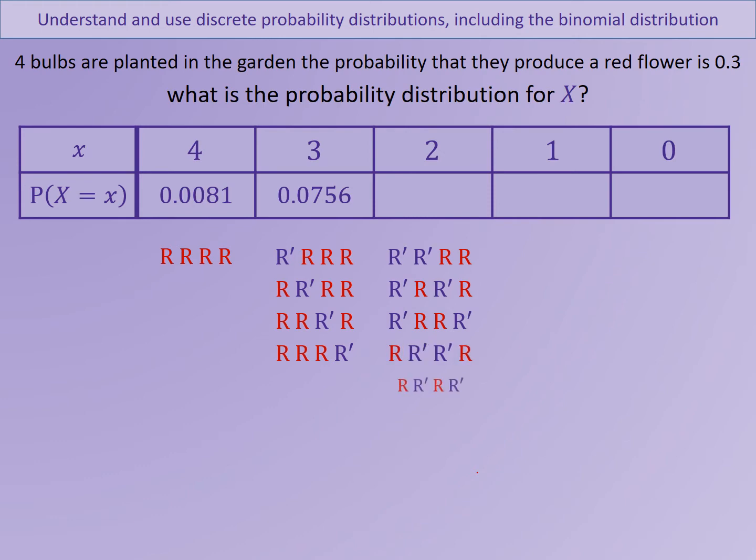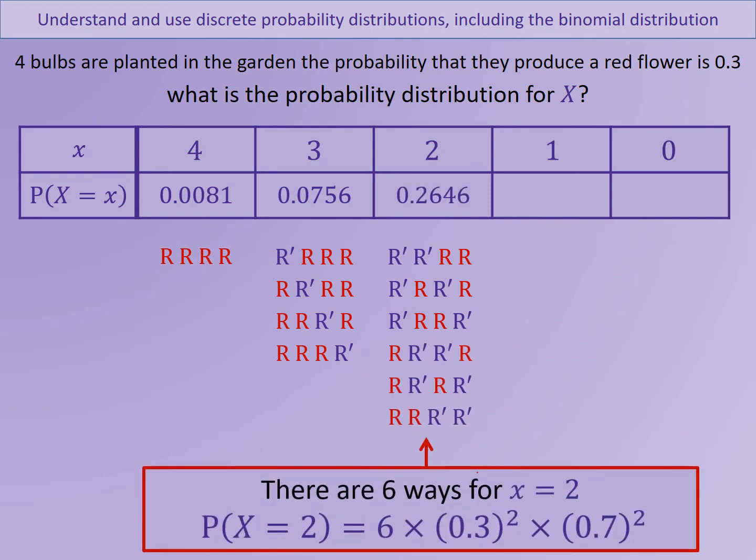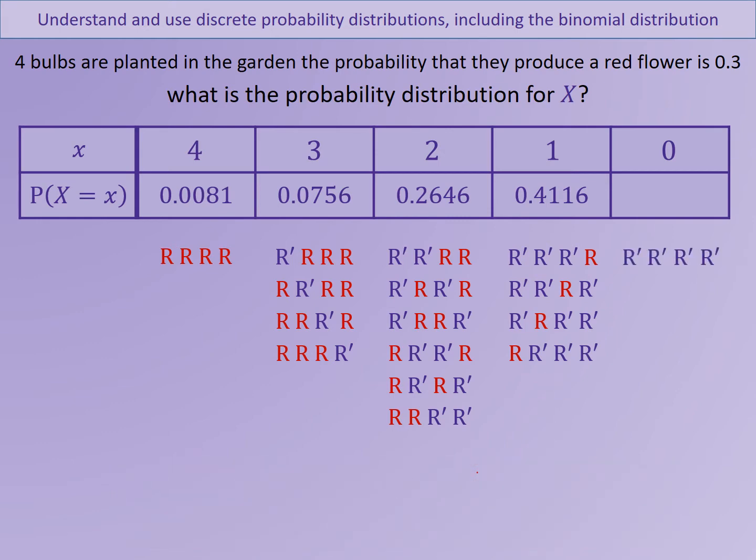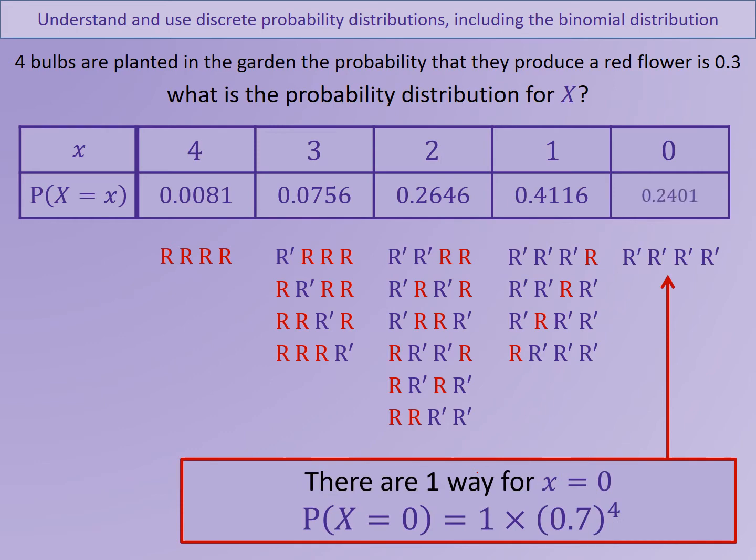We can repeat this. So looking for the probability of getting 2 red flowers, there are 6 combinations. We multiply that by 0.3 to the power 2, and then multiply that by 0.7 to the power 2. So it's the probability of the success and the probability of the failure of not getting that red flower. And what you should be noticing at this stage is this is the way that we calculate binomial probabilities. We can do the same thing again. Now, fortunately, we're going to be using our calculator very shortly to work all of these out, but this just shows you where these probabilities are coming from.